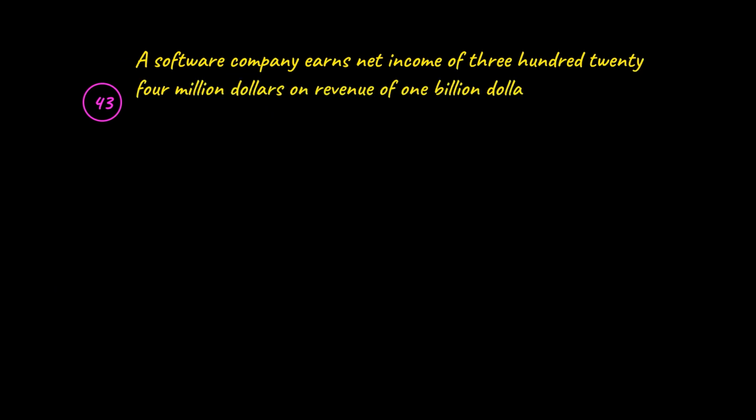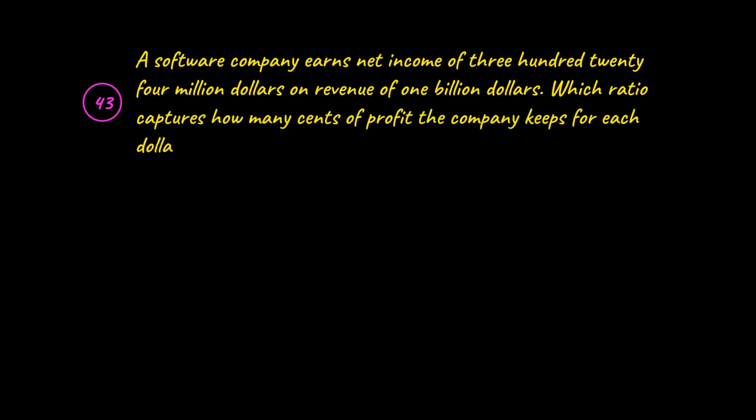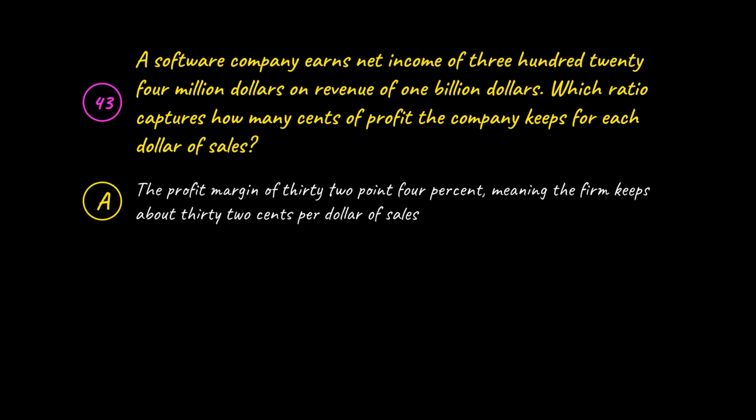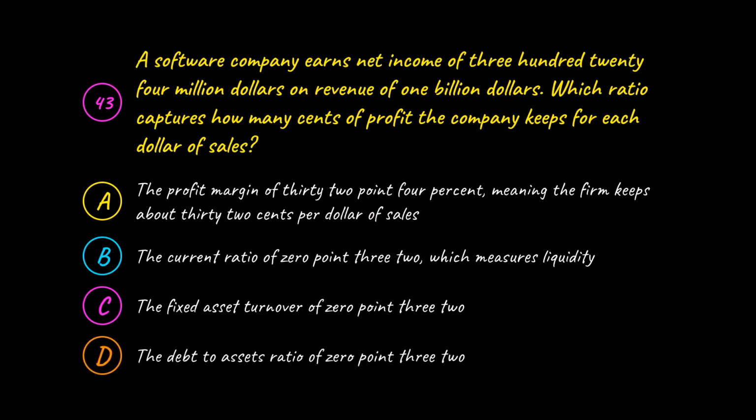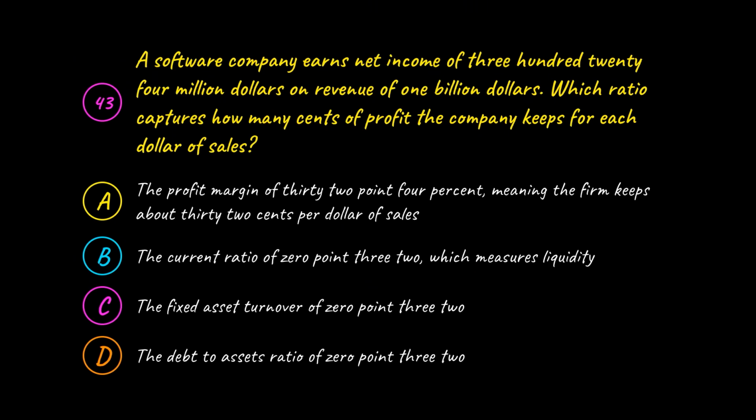Question 43. A software company earns net income of $324 million on revenue of $1 billion. Which ratio captures how many cents of profit the company keeps for each dollar of sales? Your options are A. The profit margin of 32.4%, meaning the firm keeps about 32 cents per dollar of sales. B. The current ratio of 0.32, which measures liquidity. C. The fixed asset turnover of 0.32. D. The debt to assets ratio of 0.32. Before I reveal it, which one do you think is right?